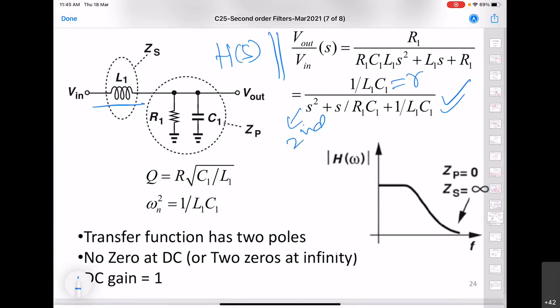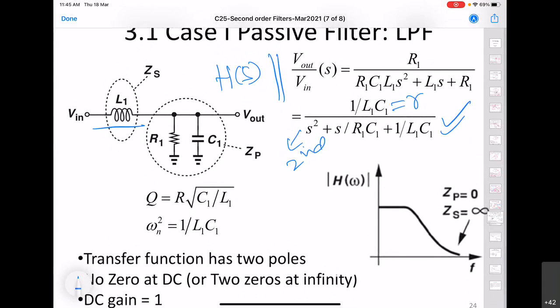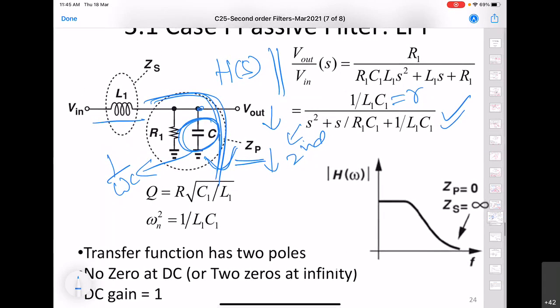And here we see that ZP should go down as frequency goes up, and that will happen because of this C, because we know that the impedance offered by this is 1 by omega C. So this part will start dominating as the frequency goes up, and more current will flow through this, so this voltage will go down. So we have this transfer function.